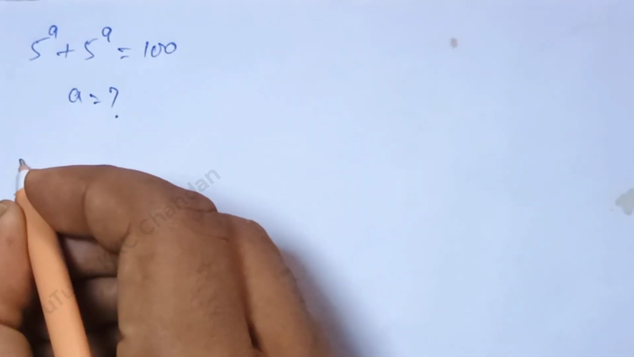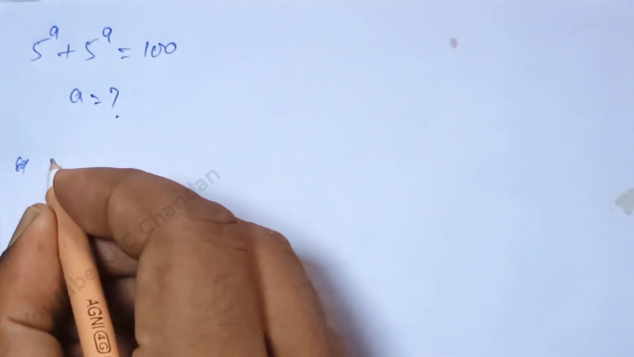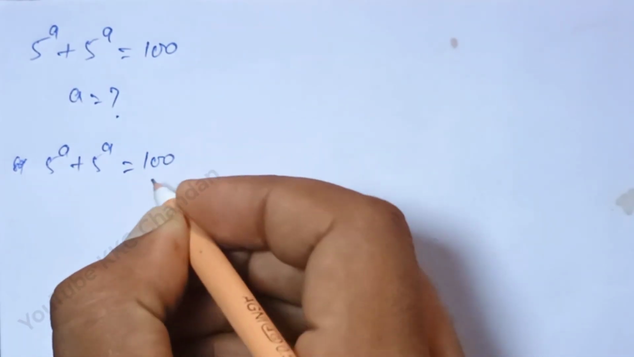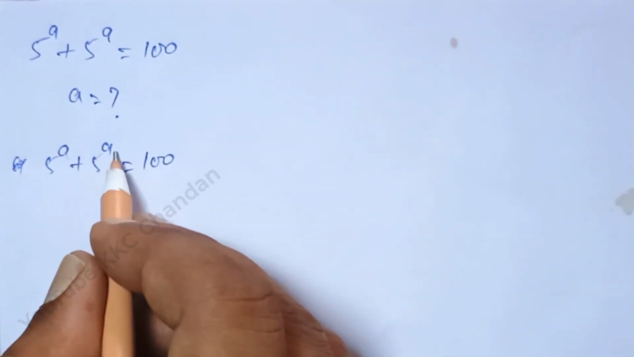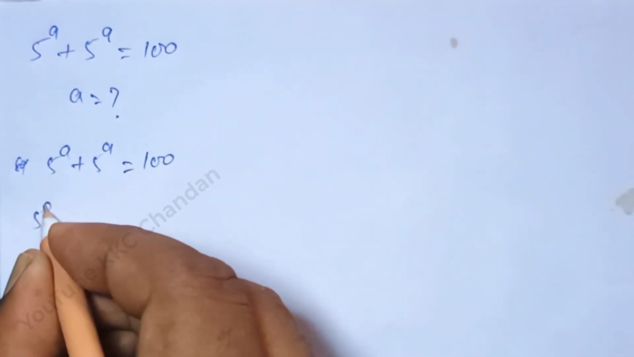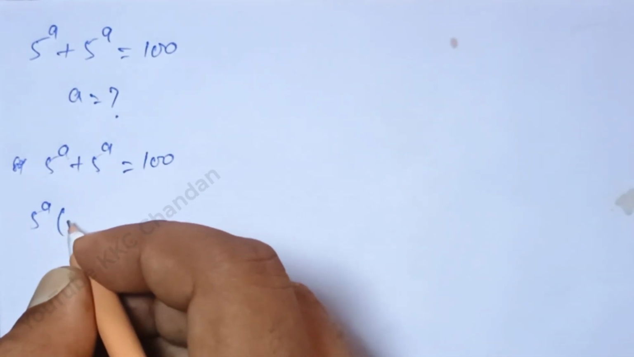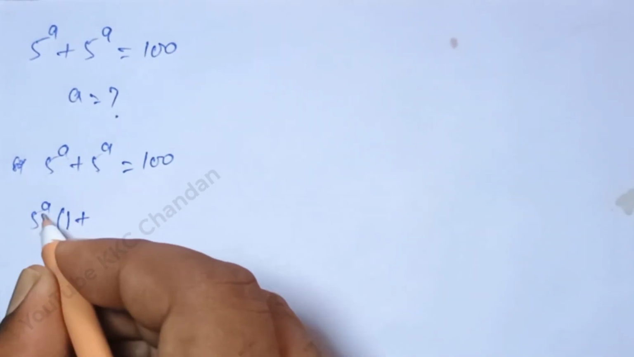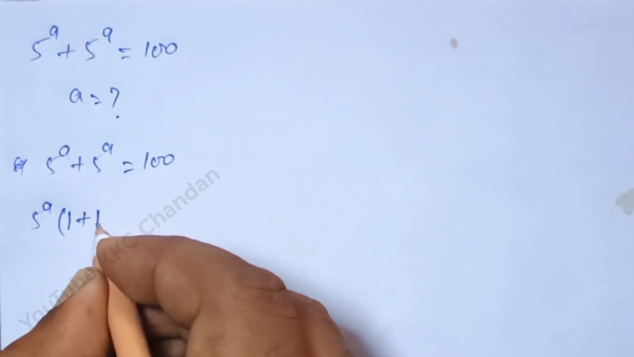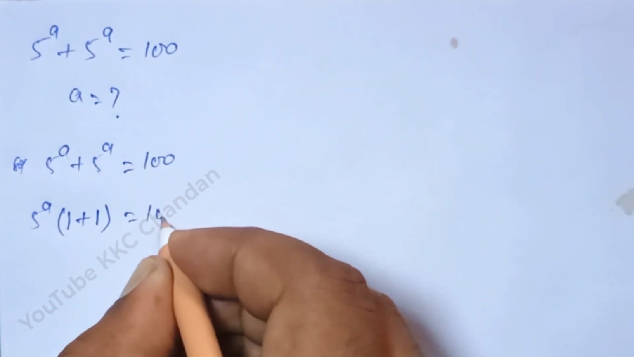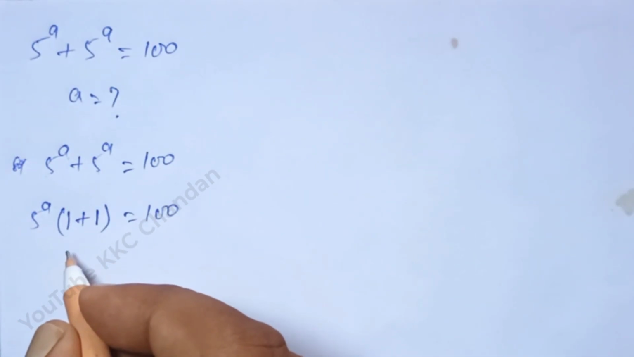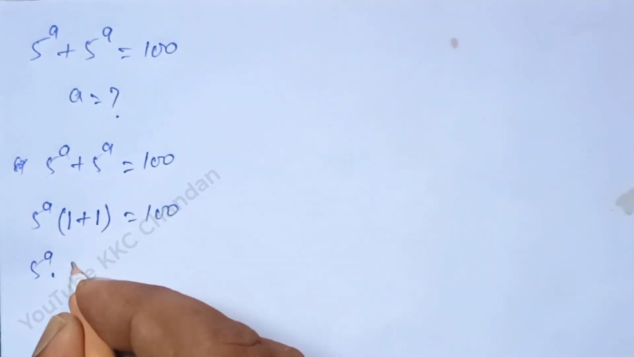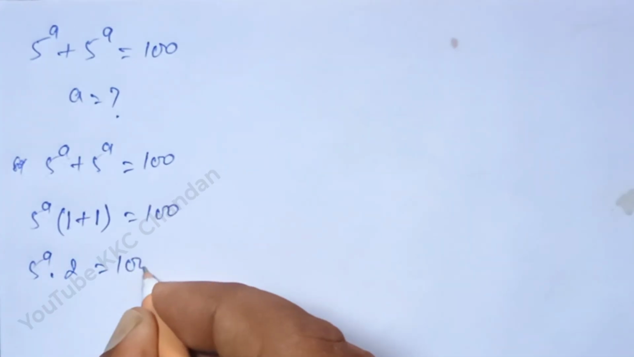First of all, see here. According to the question, 5 power A plus 5 power A is equal to 100. Take 5 power A common. 5 power A, bracket open, 5 power A divided by 5 power A is 1, and 5 power A divided by 5 power A is 1. So 5 power A into (1 plus 1), which is 2, is equal to 100.